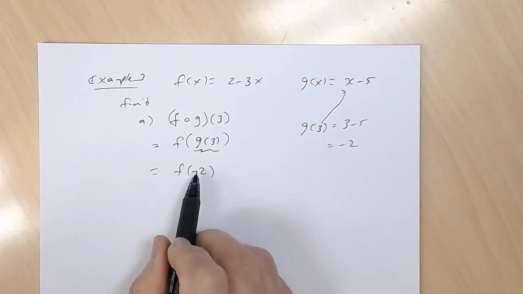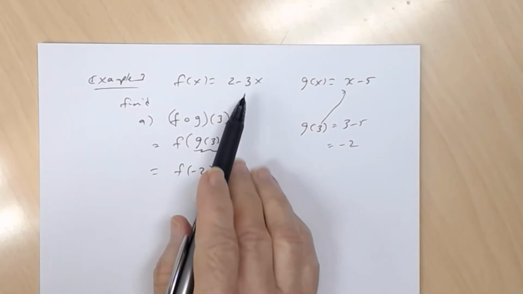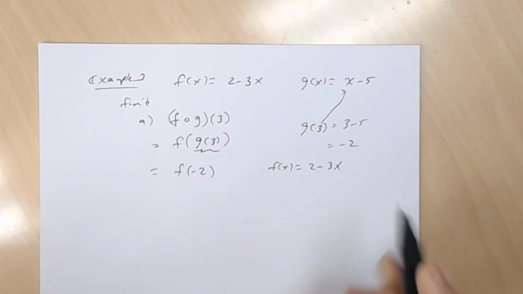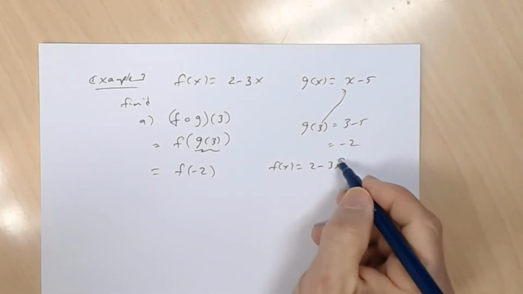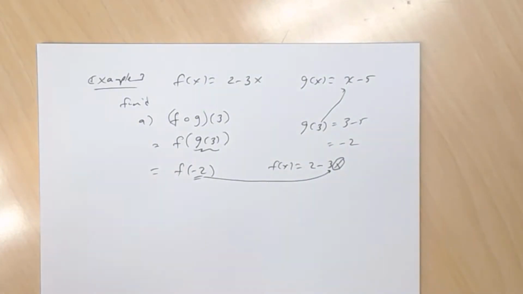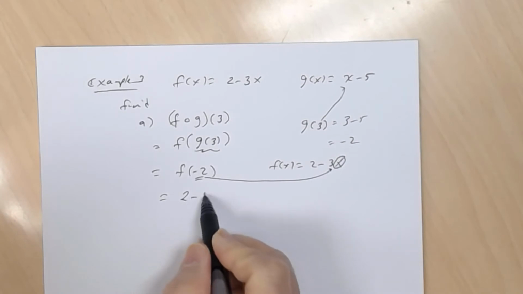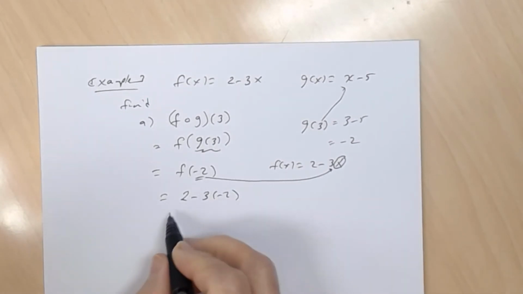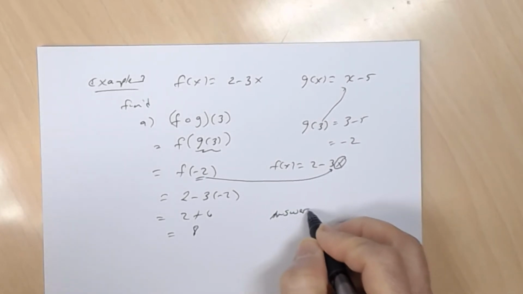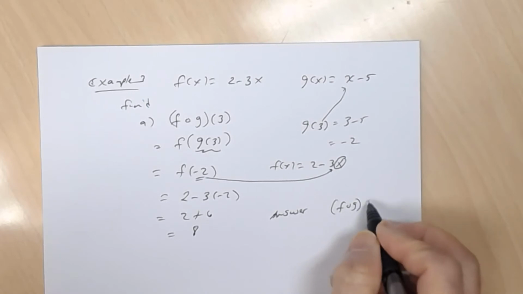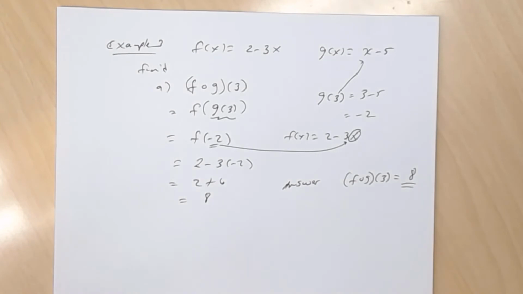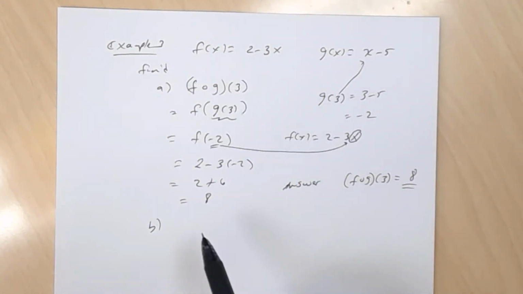And so now this says I go to my function f, and where we see the variable x, I'm going to go ahead and write it over. So here's my function f. Now, where we see the variable x, I'm going to substitute negative 2, right? So that becomes 2 minus 3 times negative 2, which becomes 2 plus 6, which is 8. So therefore, your answer, you're going to say f composed with g at 3 equals 8. That's what you say.